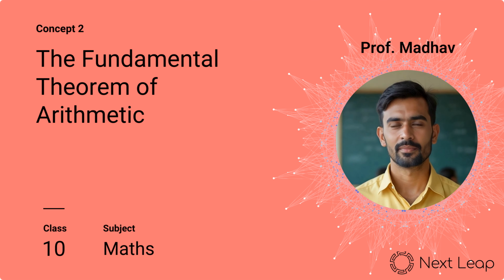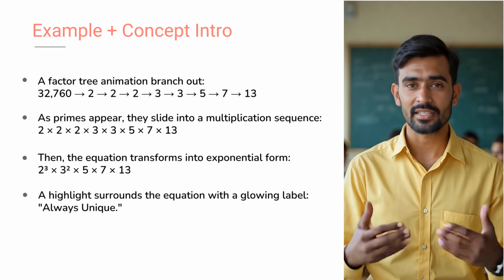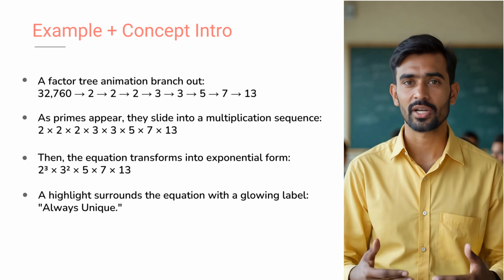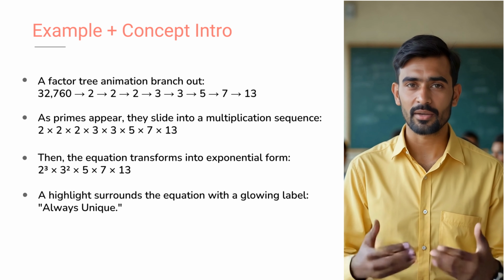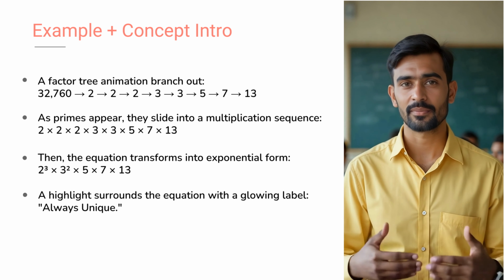Take the number 32,760. Sounds big, right? But with a simple prime factor tree, we can break it down step by step. 2 times 2 times 2 times 3 times 3 times 5 times 7 times 13. Now let's express that using powers. That's 2 to the power 3 times 3 squared times 5 times 7 times 13.